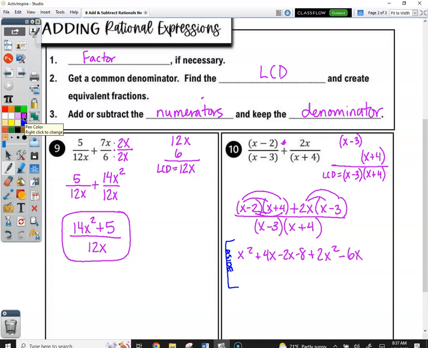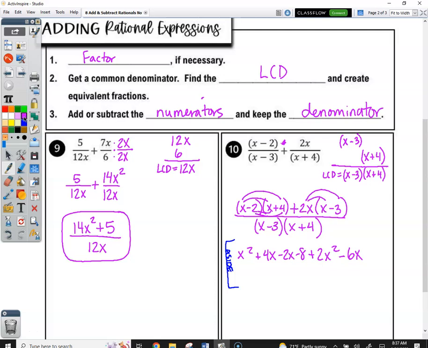You don't want to cancel. Remember the goal? The goal was to be able to write it as one fraction, which means you're going in the reverse direction of canceling. Canceling would be if I had given you the fraction and said, I want you to factor this and then simplify if possible. That's the canceling. So go the other direction.